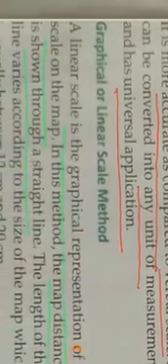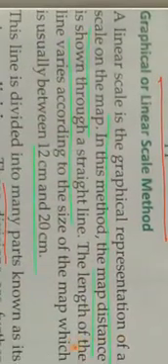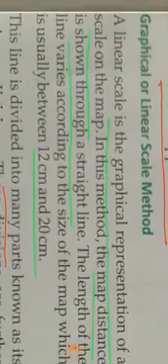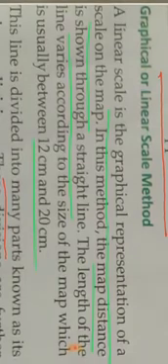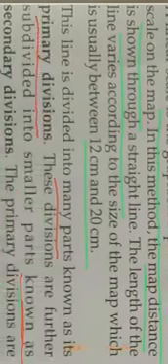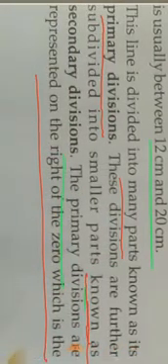Now, see the third scale, graphical or linear scale method. A linear scale is the graphical representation of a scale on the map. In this method, the map distance is shown through a straight line. The length of the line varies according to the size of the map, which is usually between 12 centimeters and 20 centimeters. This line is divided into many parts known as its primary divisions. These divisions are further subdivided into smaller parts known as secondary divisions.